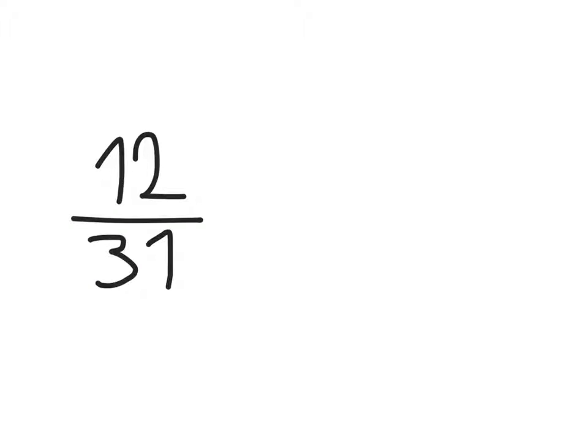I asked 31 people what their favorite color was, and combined, 12 people answered blue and orange. So 12 out of 31 people chose blue and orange. So now divide 12 by 31. You're allowed to use a calculator.